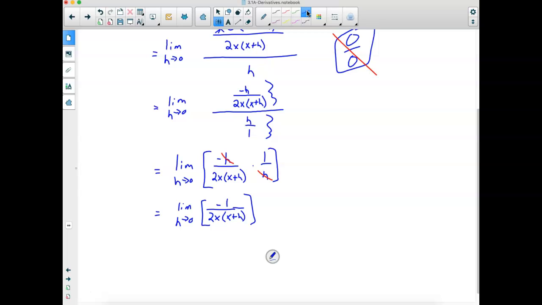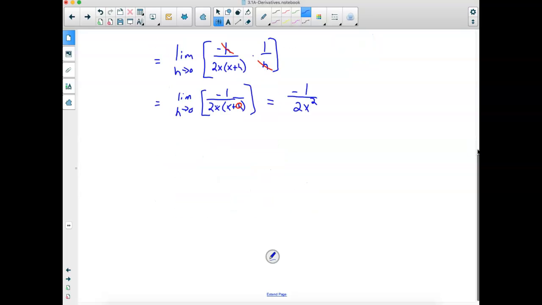Now as h goes to 0, that's nothing, right? What this gives me when I plug it in is negative 1 over, what's 2 times x? So that would be 2x squared. What does that mean? That means my algebraic derivative, f prime, in terms of any x value I want, my rule is going to be negative 1 over 2x squared.